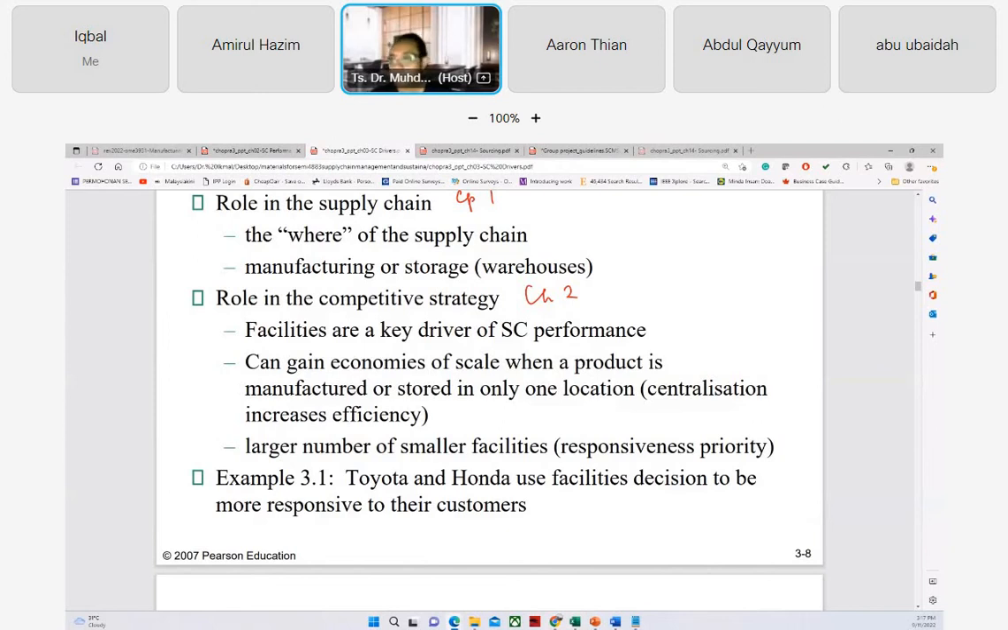So it depends. And then a larger number of smaller facilities is a responsiveness priority. If you have a large number of small facilities, for example 7-Eleven, 99 Speed Mart, and DIY, all those kinds of companies are scattered everywhere. That will respond quite positively, because sometimes they have their own small distribution centers that are easy to handle, and it will give you a very good responsiveness.